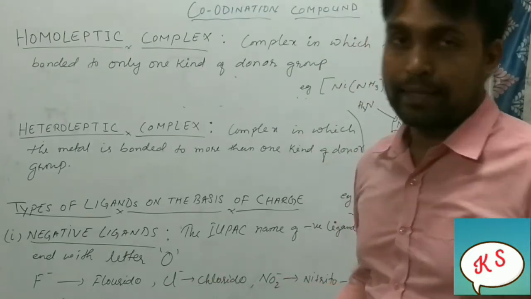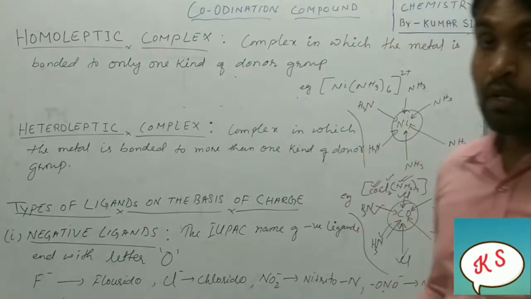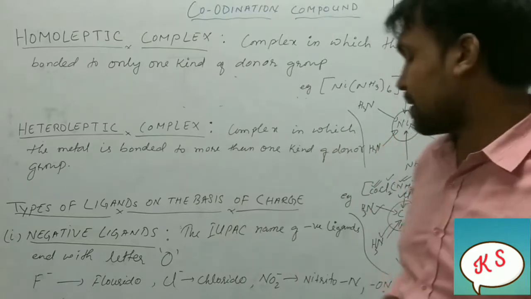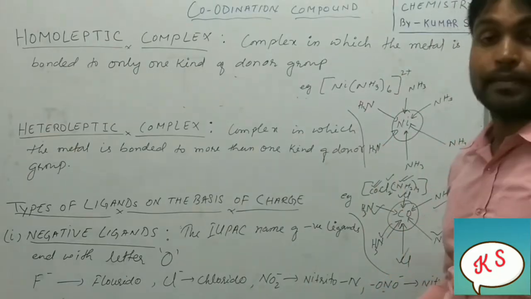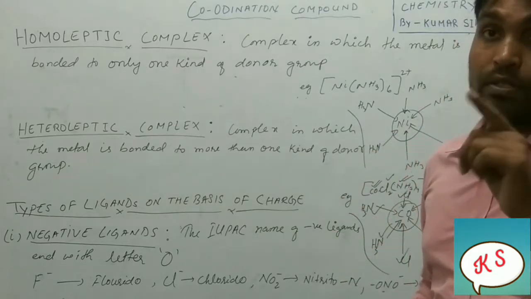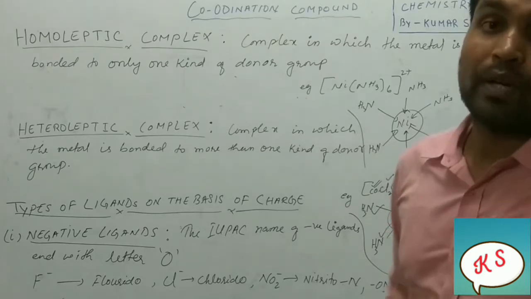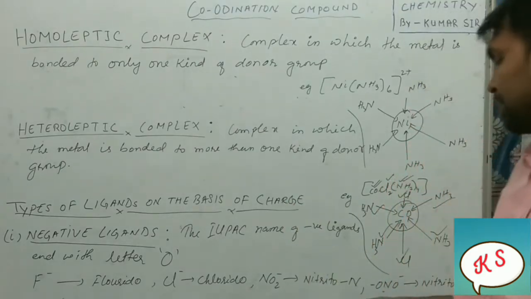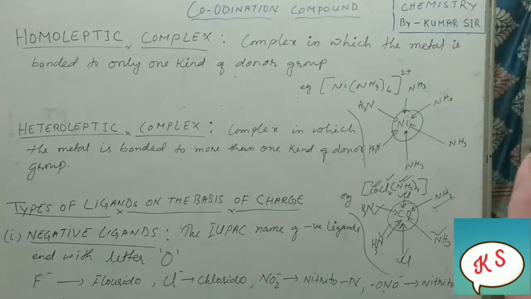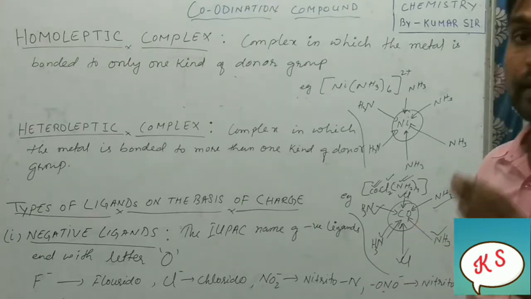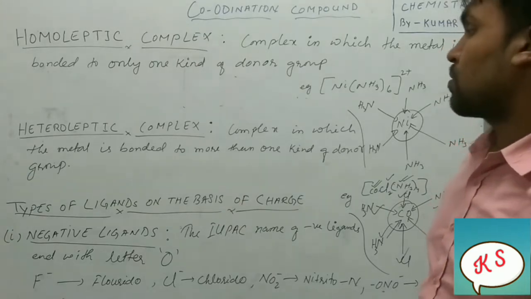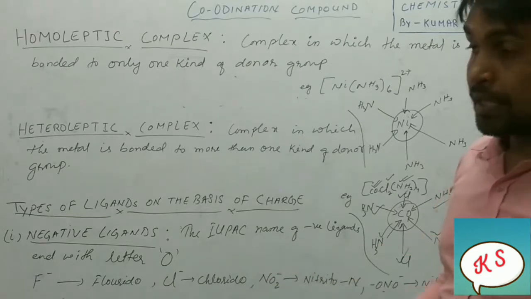This is cyanide. This is a negative ligand, so the E is replaced by O, giving cyanido. This is carbonate, CO₃²⁻. This is also a negative ligand, so the E will be replaced by O: carbonato. O²⁻ is read as oxide, but it will be written as oxo. Got it or not? So this is how we will be naming the negative ligands, my dear students.